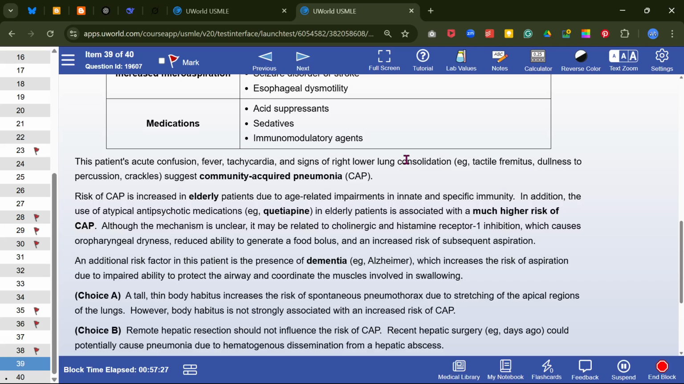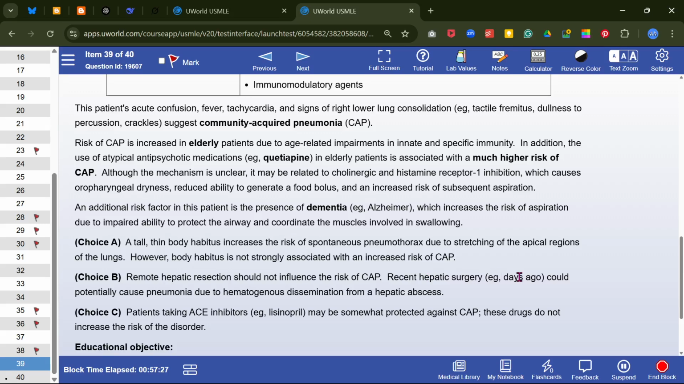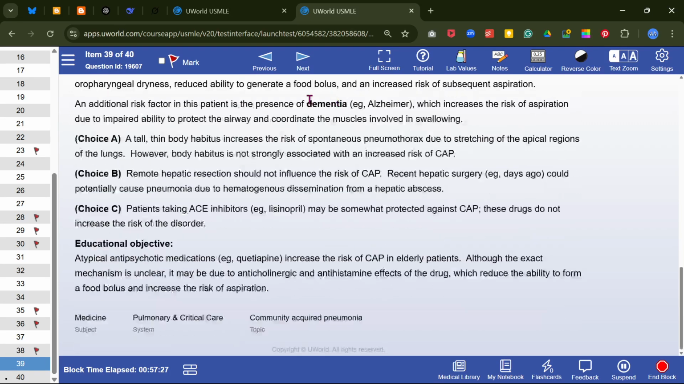An additional risk factor in this patient is the presence of dementia, Alzheimer's, which increases the risk of aspiration due to impaired ability to protect the airway and coordinate the muscles involved in swallowing. Next.